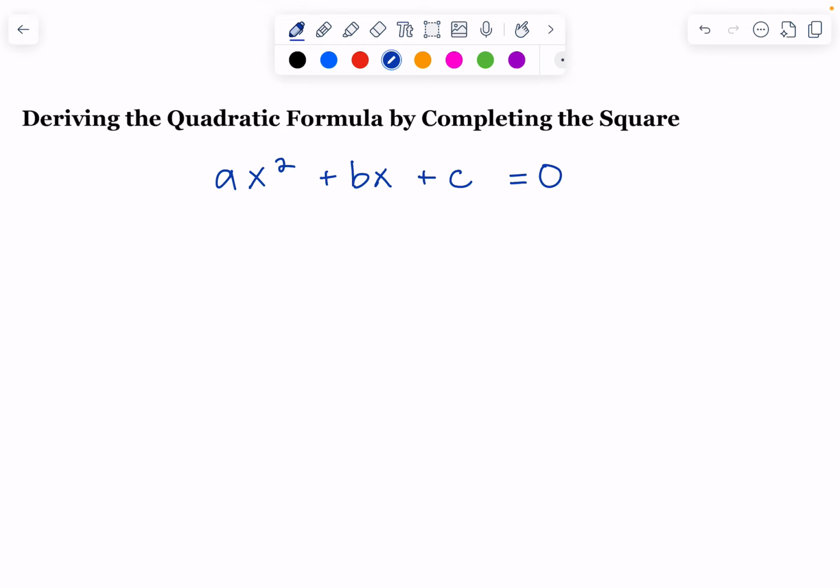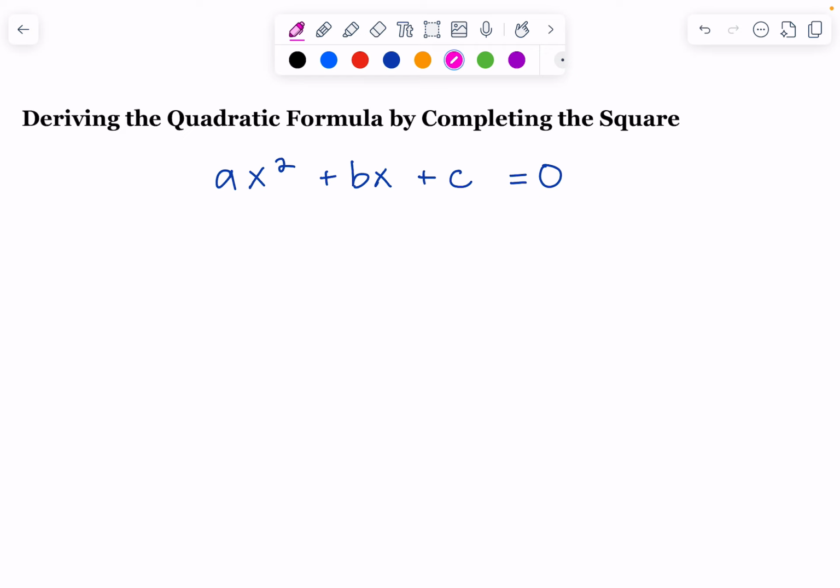When we are using the quadratic formula or solving a quadratic, we are trying to find what x is when y is 0, or in other words, we are trying to find any x-intercepts for a given quadratic. So we're going to take this equation and complete the square to solve for x, and we'll end up with the quadratic formula when we do that.